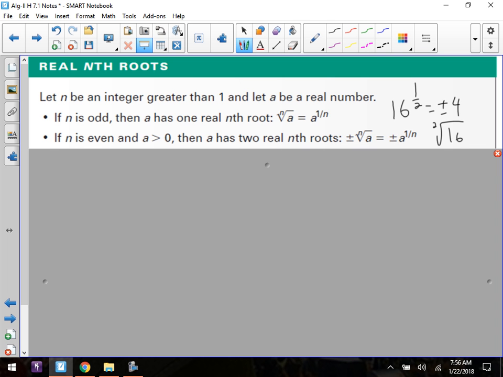So there are many ways to put these things into your calculator if you want. But quite honestly, more often than not, we're not looking at just straight numbers. We're going to be dealing with variables.